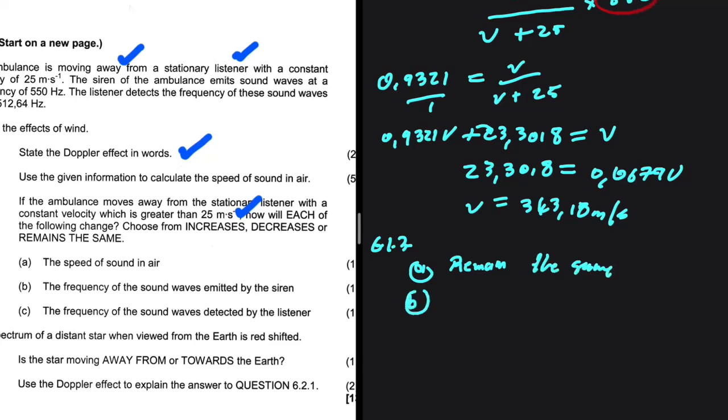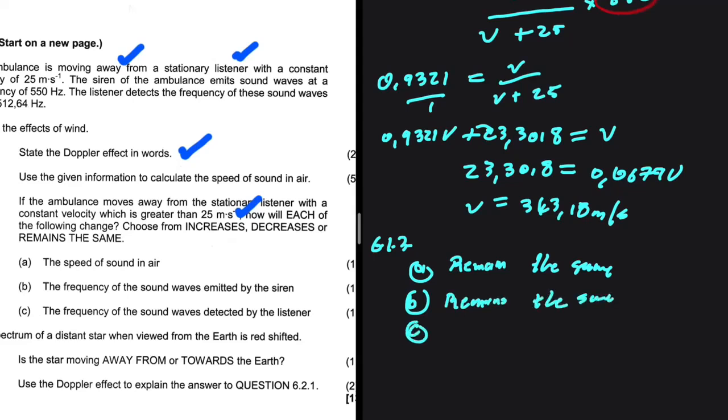And then B, the frequency of the sound waves emitted by the siren. If you are emitting sound waves with a frequency of 500, that is not dependent on how fast you're moving. The frequency that you're emitting is going to be 500, whether you're stationary, whether you're moving towards, whether you're moving away. So again, we have remained the same, right? So this remains the same.